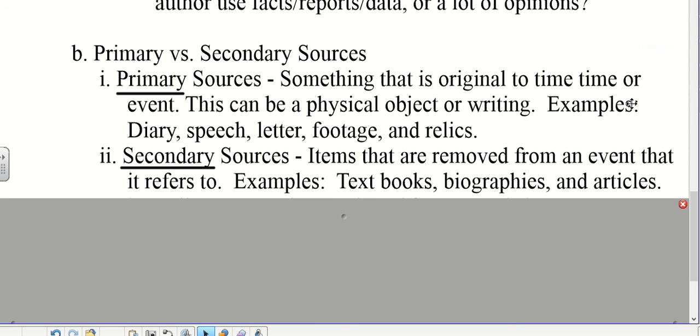Primary, it's something that was original to the time. That can also be some sort of object you find, like, oh, this is the pen that Thomas Jefferson wrote with. That's a primary source. That is something from that actual event. If you go to the Smithsonian, they have all these physical objects. They literally have almost what looks like a shrine to the chair that this one famous politician, Henry Clay, sat in. That's a primary source. That was something original at that time. Anything else is pretty much secondary.